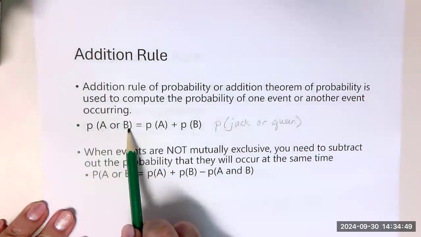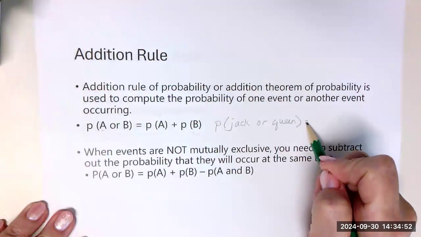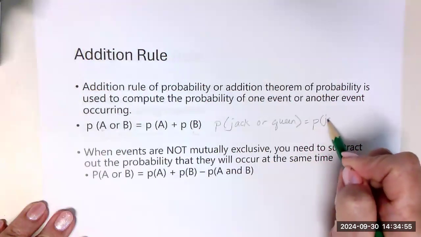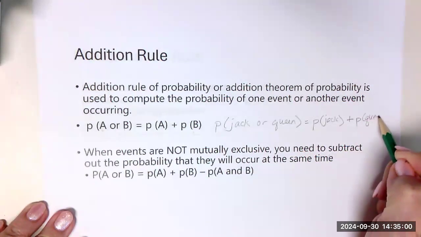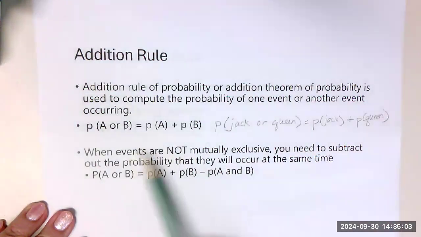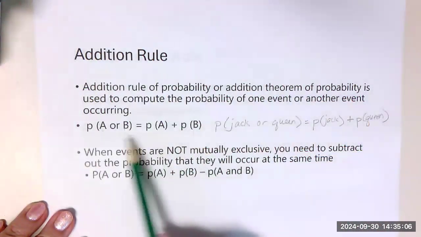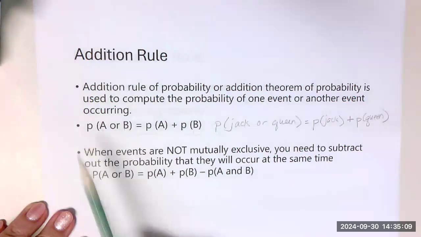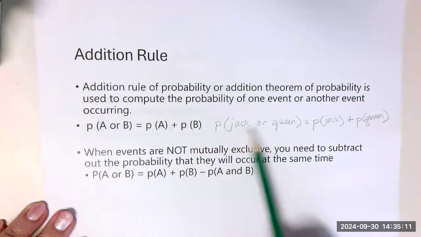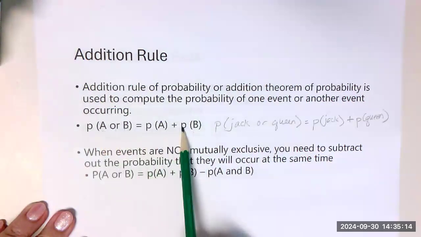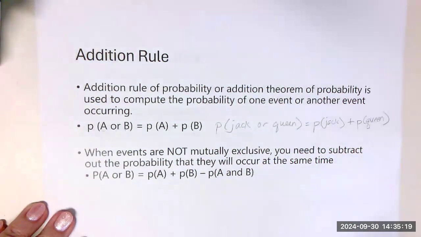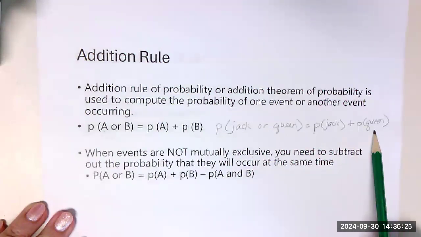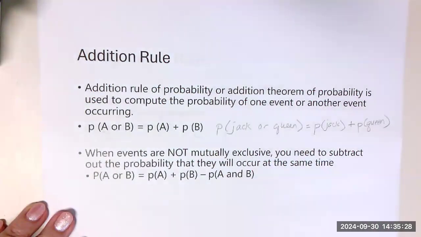If we wanted to do the probability of a jack or queen, remember that one? It's going to be equal to the probability that you would get a jack plus the probability that you would get a queen. So if you were working with a deck of cards and you were asked to find the probability that the next card you turn over would be either a jack or a queen, you would use this rule. You'd say, well, the probability of getting a jack would be 4 out of 52 total cards, and you would add it to the probability of getting a queen, which is also 4 out of 52.